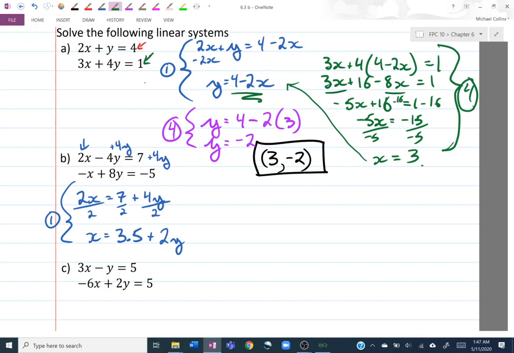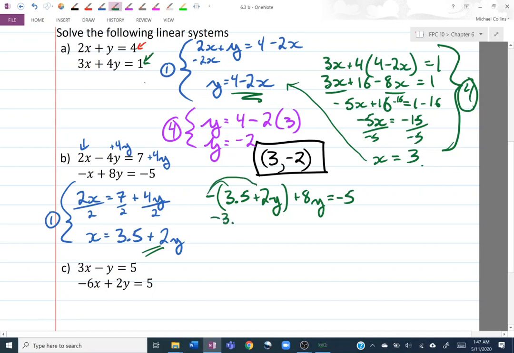We're going to do step 2. I'm going to substitute it into the other equation. I've got a negative, and instead of x, I'm going to write this equation, 3.5 plus 2y, plus 8y is equal to minus 5. I'm going to have to multiply this negative sign into both terms. I have a negative 3.5 now, minus 2y plus 8y is equal to negative 5. Negative 2 plus 8 is going to be a 6y is equal to negative 5, with the minus 3.5.